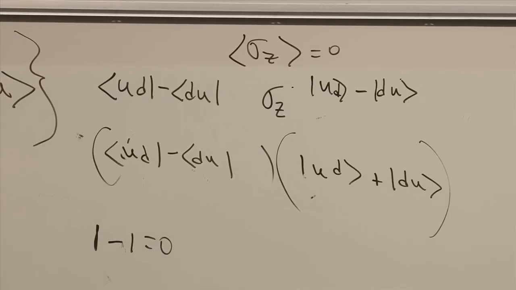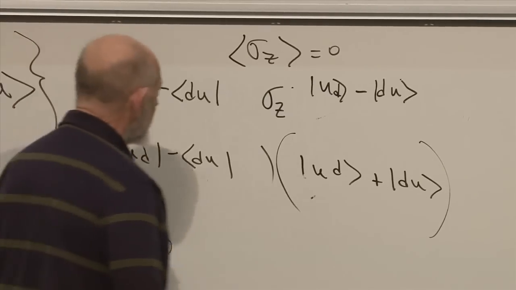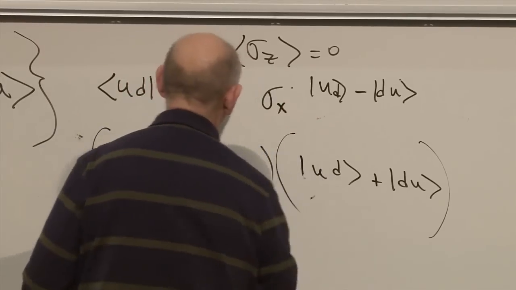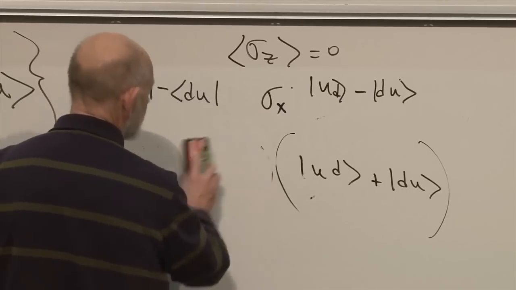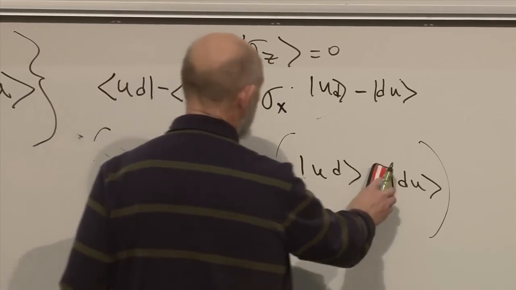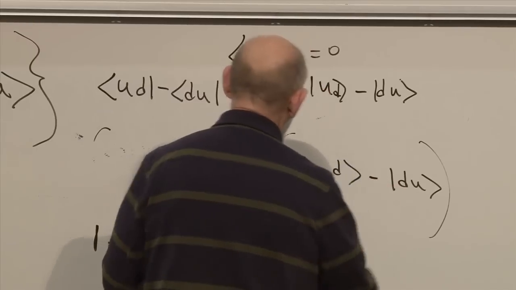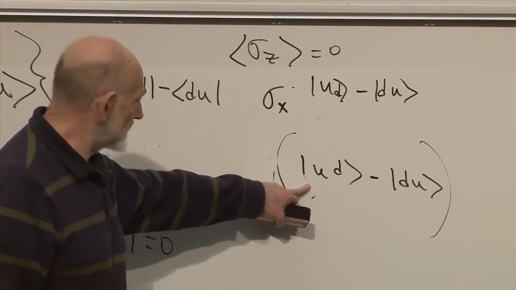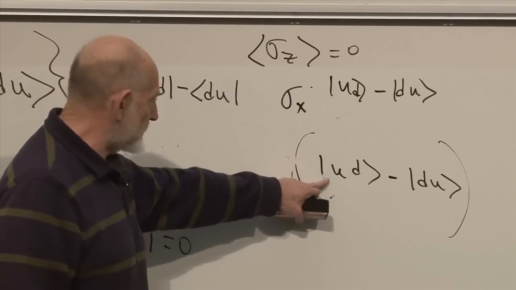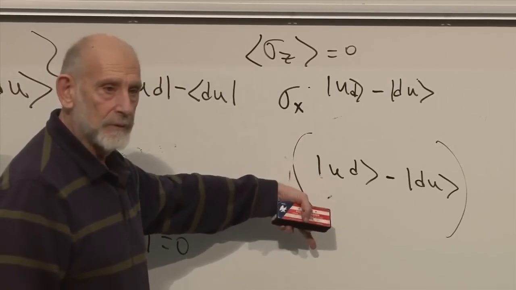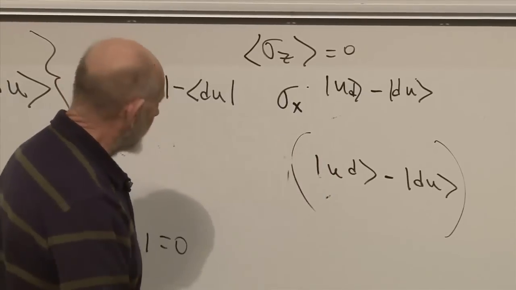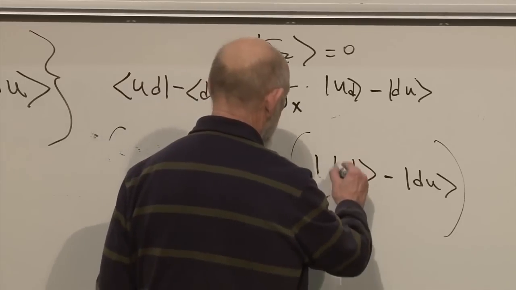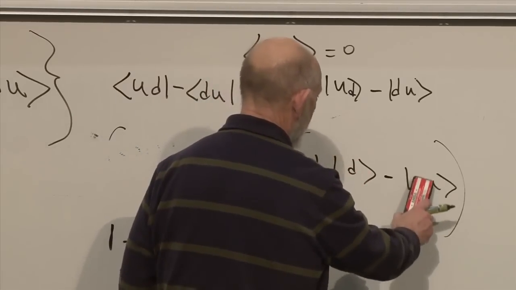Let's try sigma x next and see what we get. So we have sigma x here. All right, let's build our sandwich again. We have a minus sign here. And what happens when sigma x hits up, down? It flips up to down. Sigma x is the flipper. And it flips the first entry here. So it flips the first entry to down and flips this entry to up.